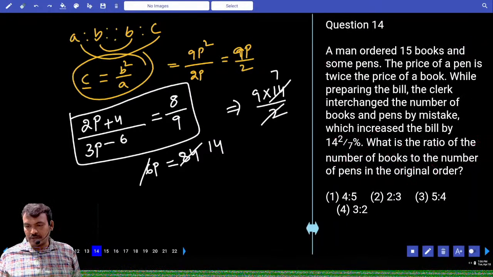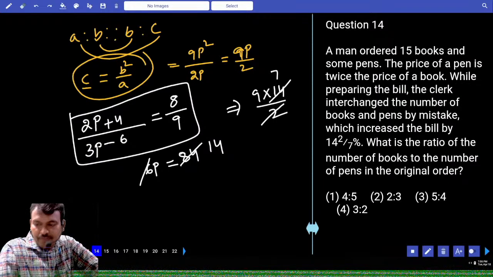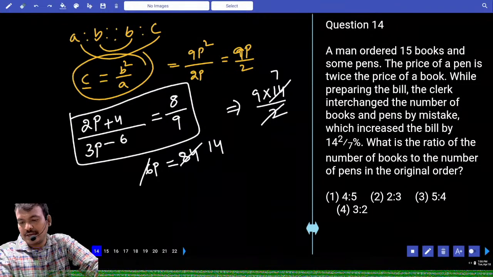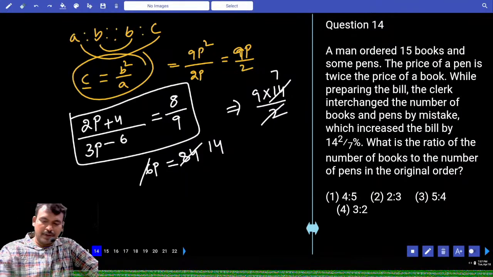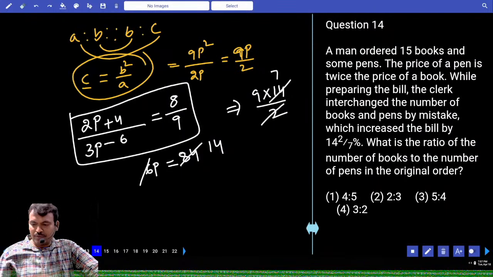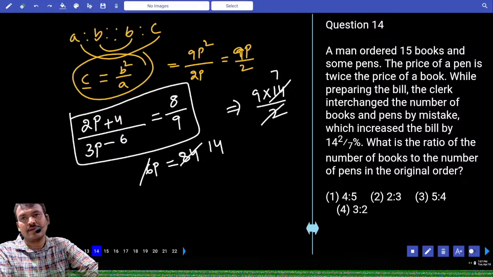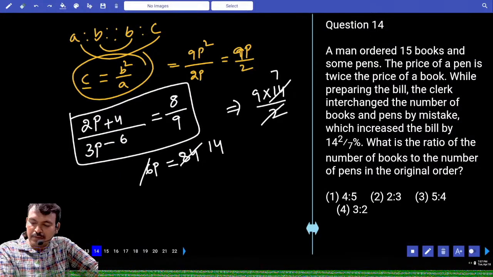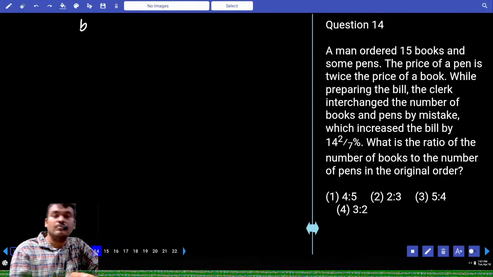Question number 14. A man ordered 15 books and some pens. The price of a pen is twice the price of a book. While preparing the bill, the clerk interchanged the number of books and pens by mistake, which increased the bill by 14.2 by 7%. What is the ratio of the number of books to the number of pens in the original order? Suppose originally books.